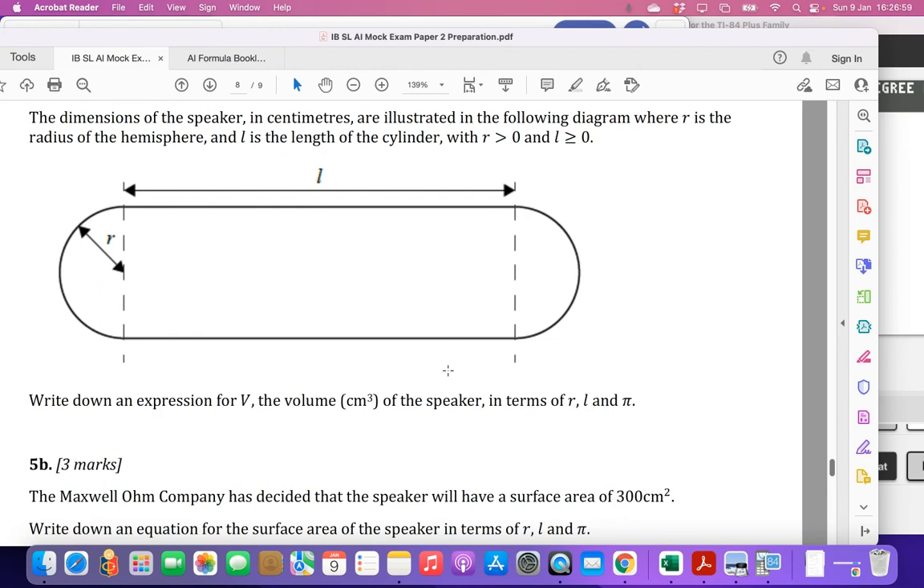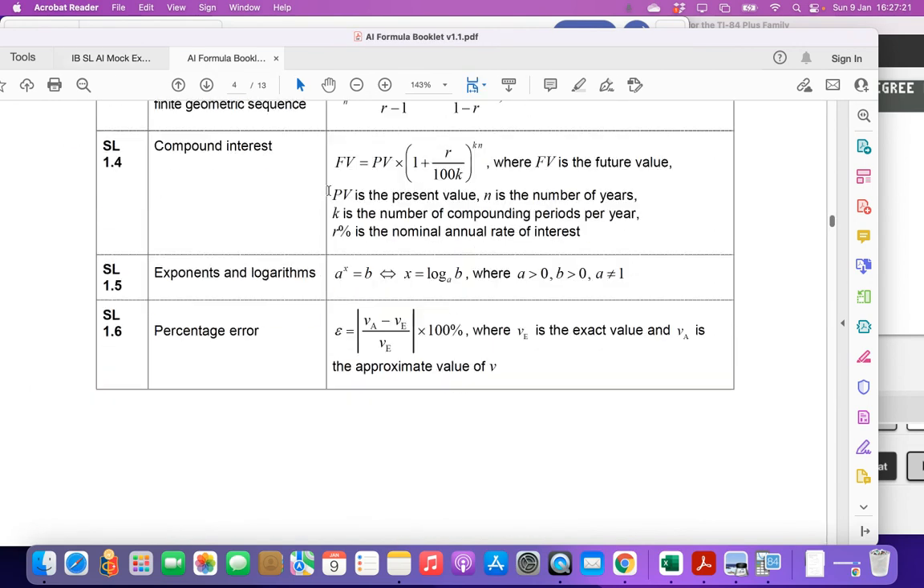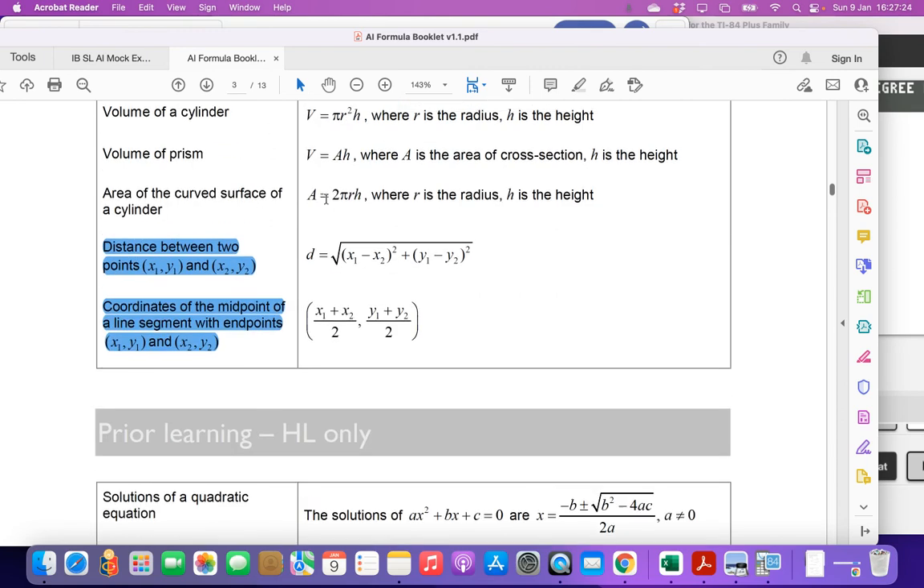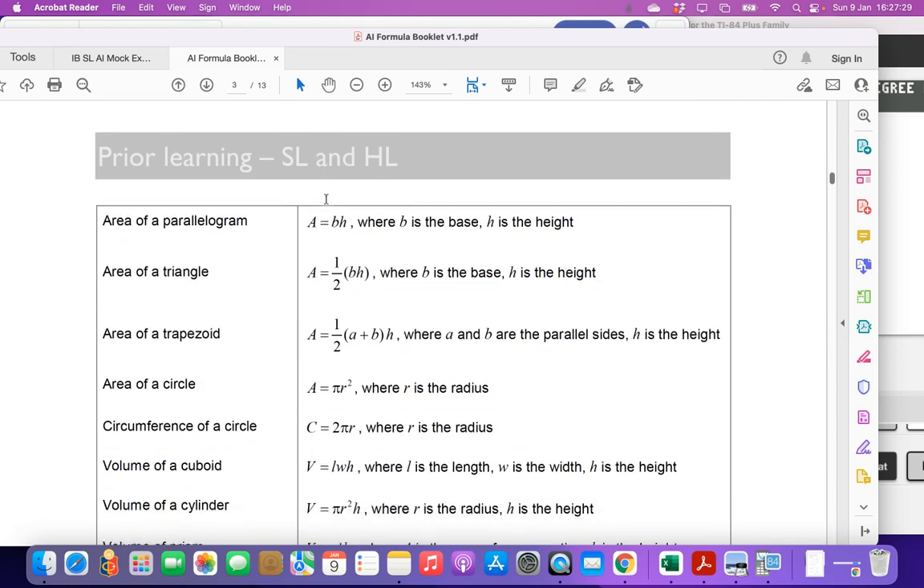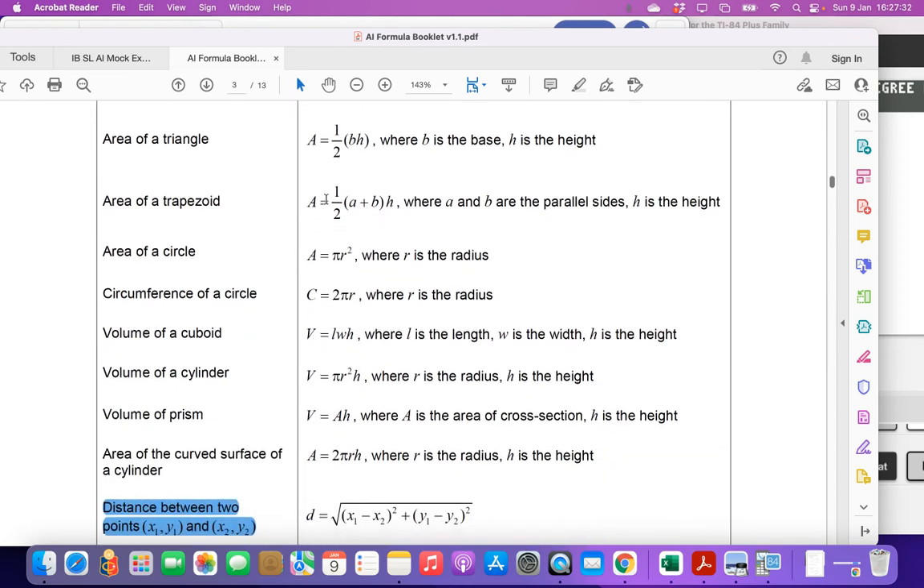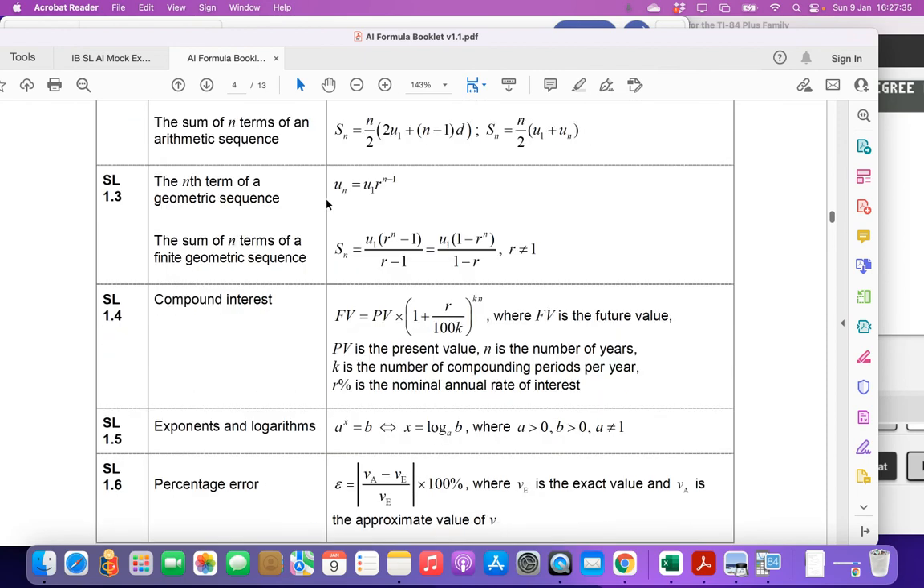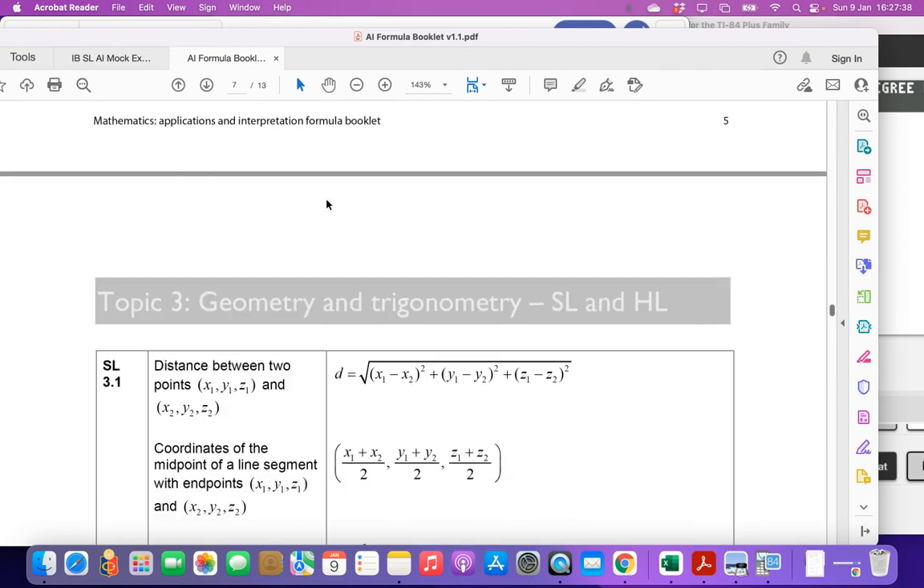Okay, so question 5. A, it's a sphere because it's two hemispheres. The sphere plus a cylinder is the volume. Okay, so the volume is going to be a sphere in our formula booklet. Is it prior knowledge? Prior learning? No, because it's three-dimensional. So I've got to go to topic 3.